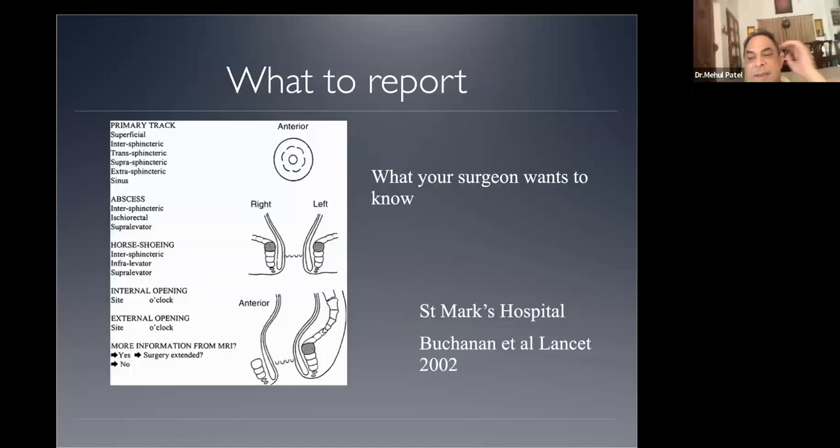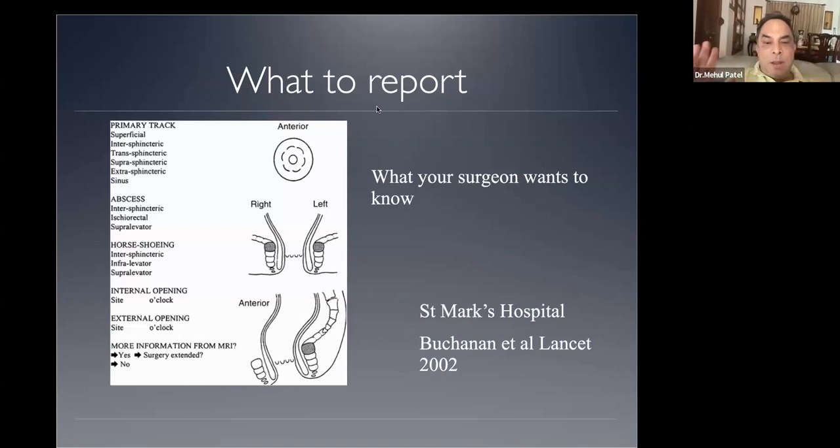What is basically important is that there has to be a consistent way of reporting. What does your surgeon want to know? And do you report everything that your surgeon wants to know? This is the standard pro forma of the report that should be there. Whether you say this in text or, ideally, as I do with the surgeons that I know, I draw a picture, in a language that the surgeon understands. So you need to define your primary tract, right? Inter, trans, supra, extra, or is there just a sinus? It is not a fistula.